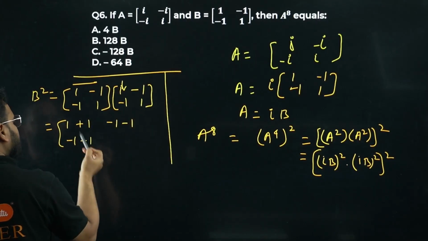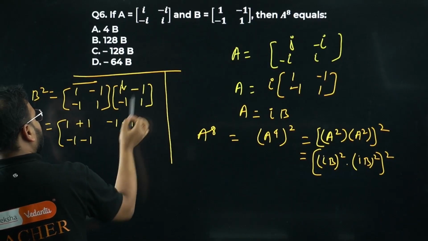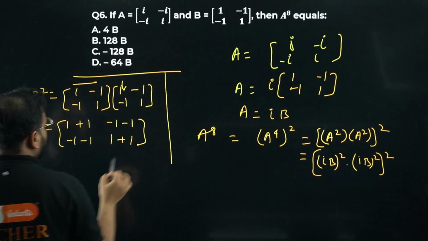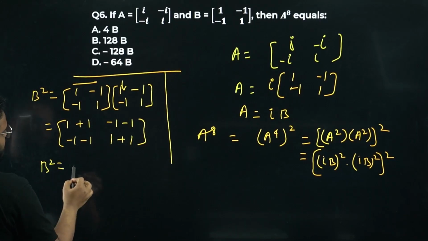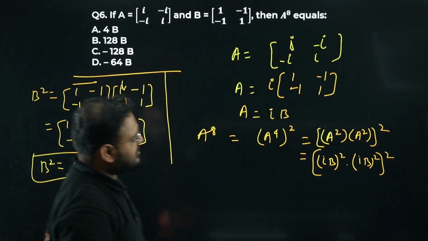Minus 1 into 1 is minus 1. 1 into minus 1 is again minus 1. Second row, second column: minus 1 into minus 1 is plus 1, and 1 into 1 is 1 again. So I'm getting here b square equals to 2b. Okay, now check this out.